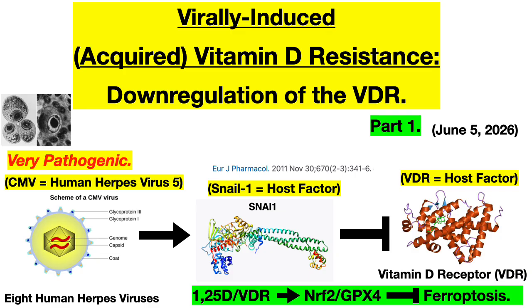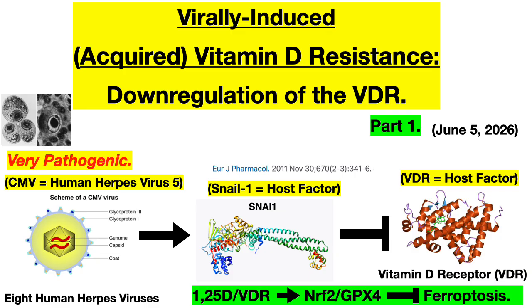When it infects a cell, it hijacks the cell's machinery, its organelles, its metabolism, and it also produces widespread epigenetic changes in the expression of host factors, host genes. And one of those factors is a transcription factor, SNAIL1. So CMV infections result in the upregulation of a host factor, SNAIL1, which has the deleterious action of suppressing another transcription factor, the vitamin D receptor, which is also a host factor.